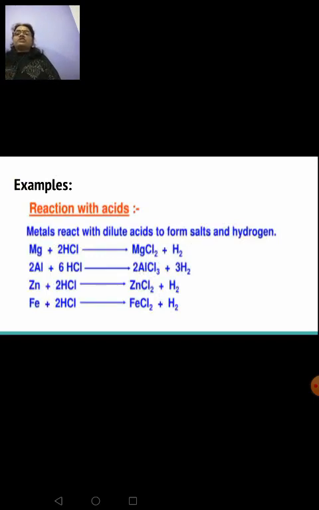I have given the reaction of hydrochloric acid with magnesium, aluminium, zinc and iron. You can see when magnesium reacts with hydrochloric acid, it forms magnesium chloride, which is a salt, and liberates hydrogen gas. Aluminium with hydrochloric acid forms aluminium chloride and liberates hydrogen gas. Zinc with hydrochloric acid forms zinc chloride and liberates hydrogen gas. Iron with hydrochloric acid forms iron chloride and liberates hydrogen gas. So whenever a metal reacts with acid, it forms the corresponding salt and liberates hydrogen gas.